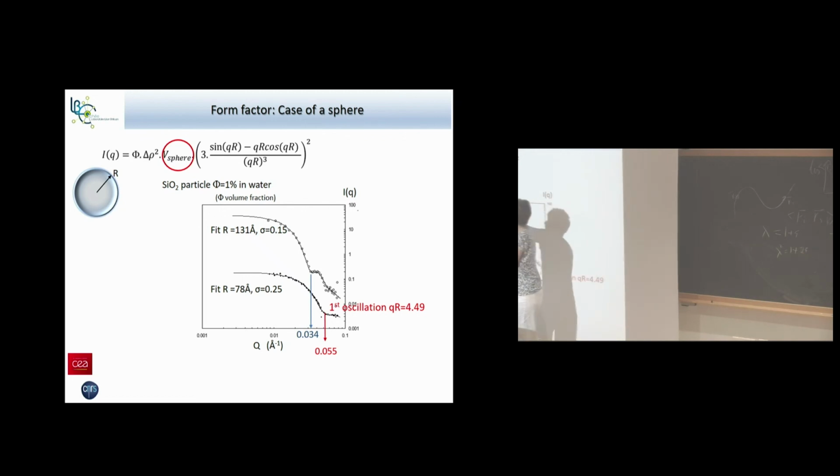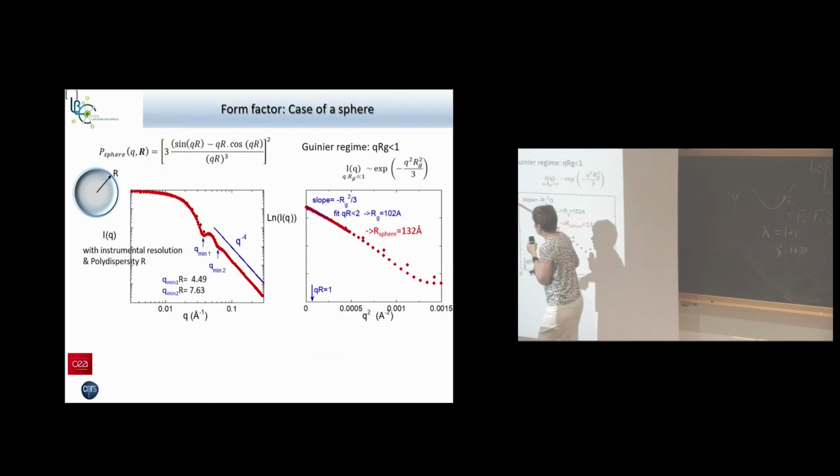Also, the intensity. I mentioned that the scattering intensity at zero Q is proportional to the volume of the particles. So here, since the radius is larger, the volume is larger, so the intensity is higher. On this curve, if I plot the logarithm of intensity versus Q squared, it is a straight line, and the slope gives me the radius of gyration. And if I assume that it is a sphere, it gives me the radius of the sphere.